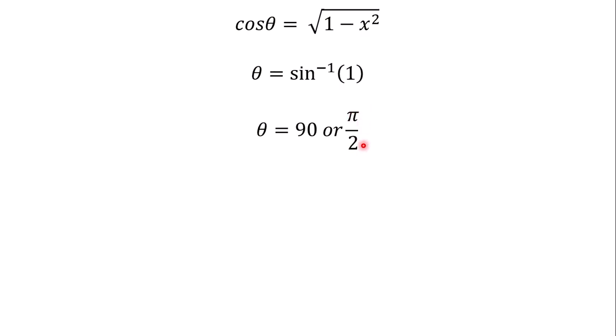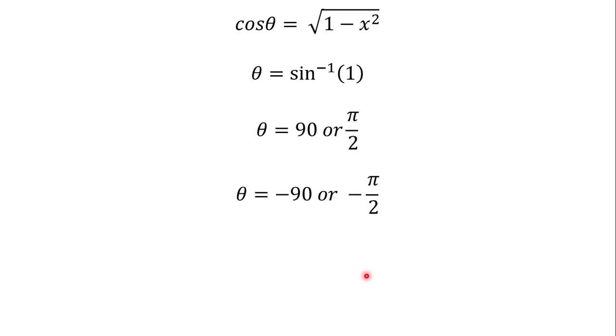What about minus 1? Minus 1 just gives us the same thing, but negative. When you put minus 1 here, you're going to get theta equal to minus 90 degrees or minus pi over 2. So when we draw our integral sign, instead of putting minus 1 and 1 there, we are going to put either 90 degrees or minus 90 degrees, or pi over 2 and minus pi over 2.